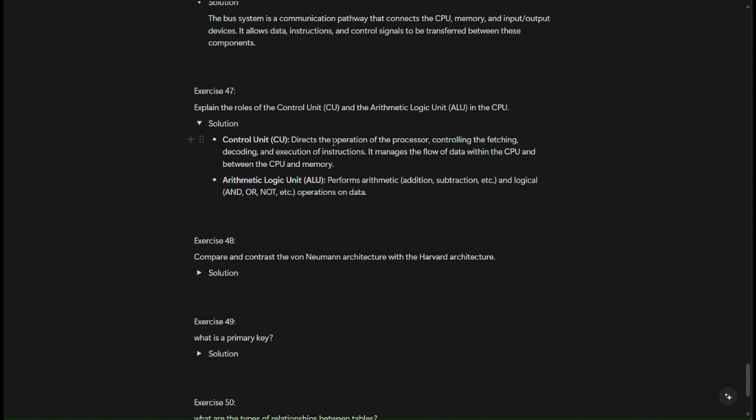The control unit directs the operation of the processor, controlling the fetching, decoding, and execution. It manages the flow of data within the CPU and between the CPU and the memory. The arithmetic logic unit performs arithmetic like addition and multiplication, and logic operations like AND, OR, and NOT on data.